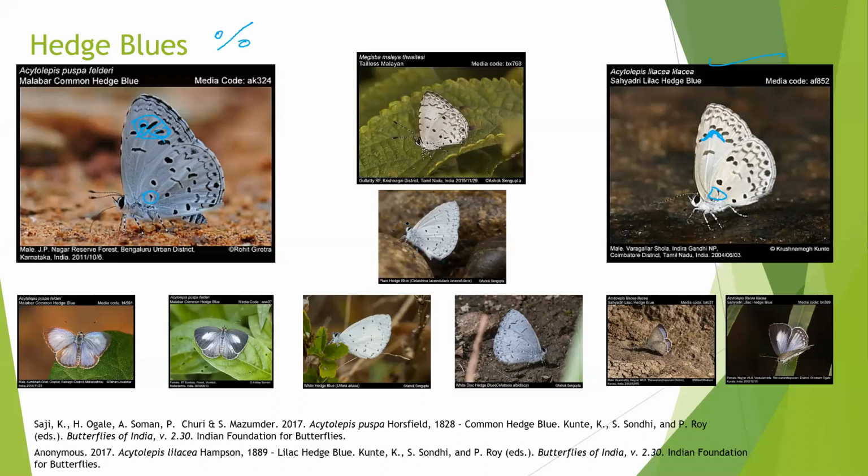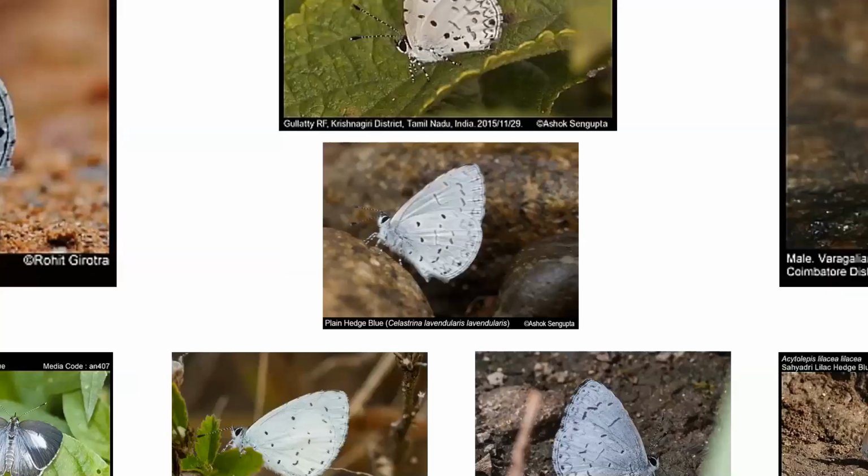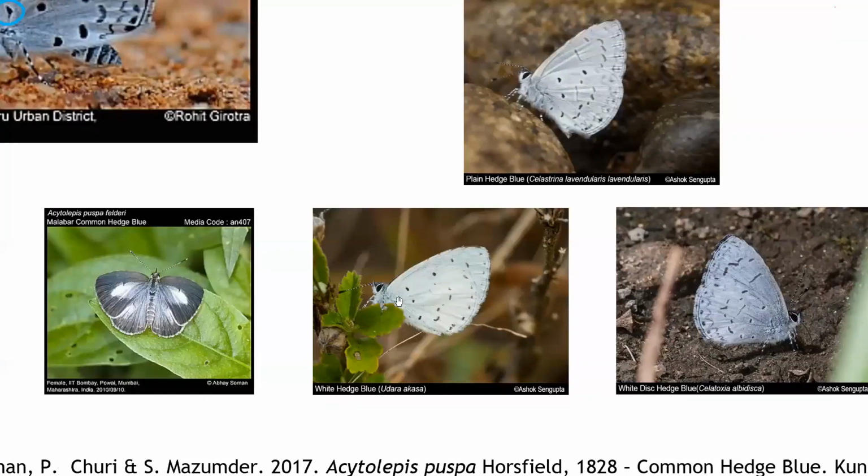You see, the figures are small, but I will try to increase the size if possible. It is okay. I'm trying to increase the size here. In this hedge blue, the spot is missing. And if you see this hedge blue also, there is no spot here. And in the white disc hedge blue, there is no spot. So we have three more hedge blues. One is called the plain hedge blue, which is found in the lower and mid elevations of the Western Ghats, including Bangalore.